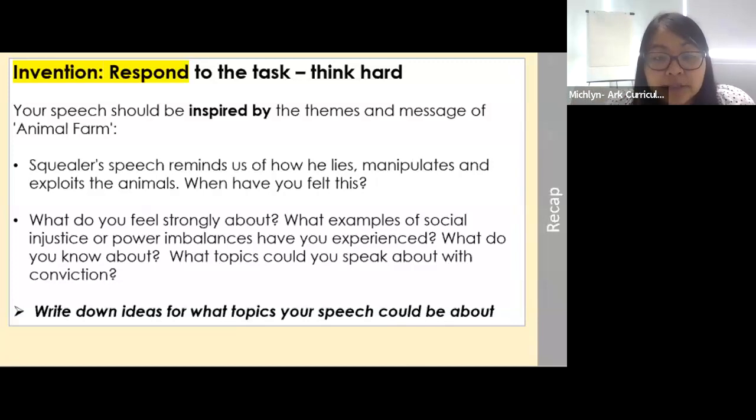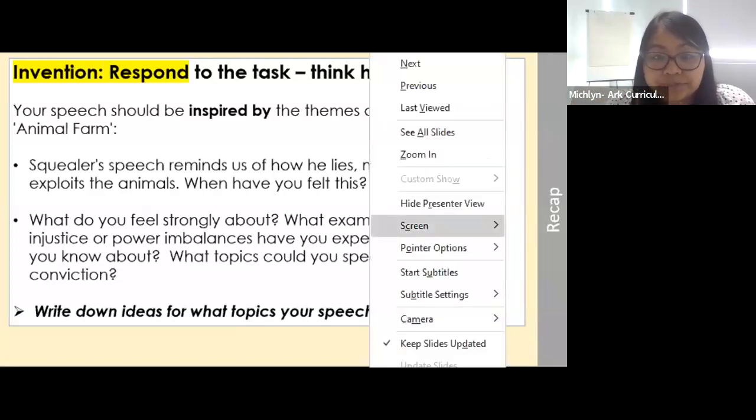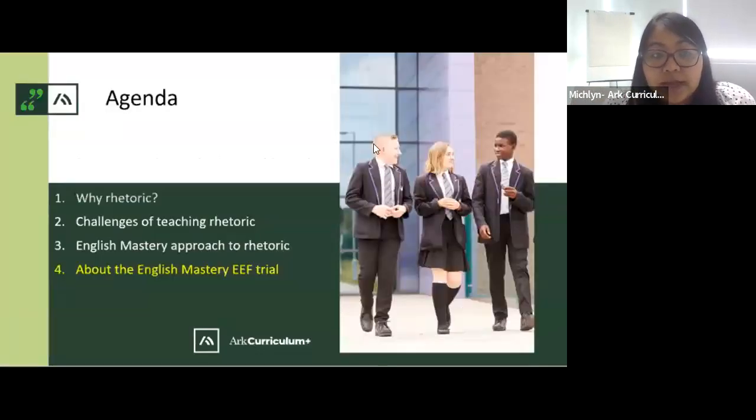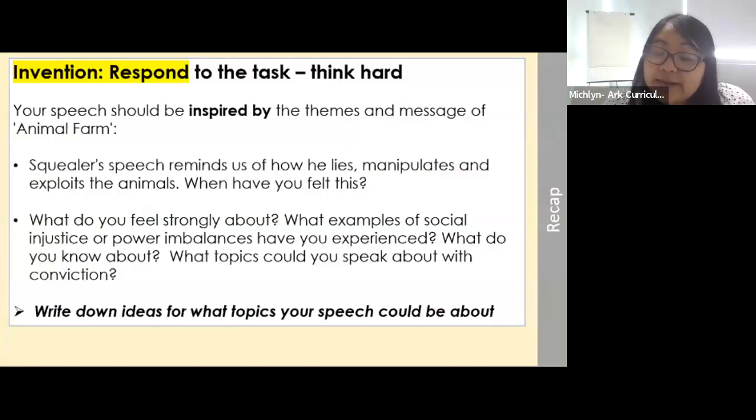So this is the next task that we would move on to. And then the next steps would be, we don't have time to go through all of the lessons, but after Invention, obviously, we'd spend some time really putting their ideas together, then sharing some really explicit strategies on how to organise their writing and their ideas, and going through the rest of those steps. So that's essentially what some of our resources look like.